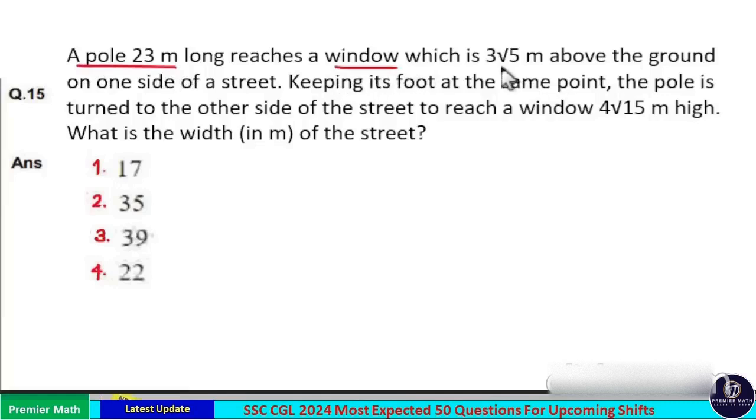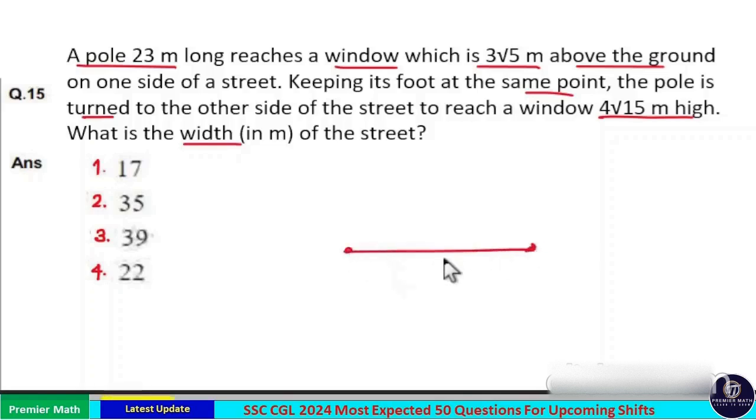A pole 23 meter long reaches a window which is 3 root 5 meter above the ground on one side of a street. Keeping its foot at the same point, the pole is turned to the other side of the street to reach a window 4 root 15 meter high. What is the width of the street?